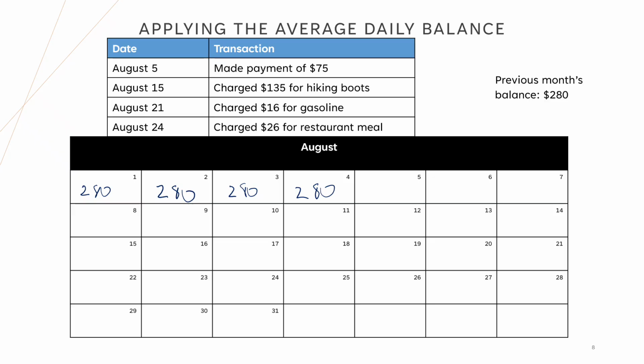Now, on August 5th, we make a payment of $75. So we reduce the amount that we owe by $75, which means that now on August 5th, our balance is $205. Notice that on the 4th, it's $280. On the 5th, we make that payment of $75, so we reduce the balance on our credit card by $75. And our credit card balance does not change until August 15th.